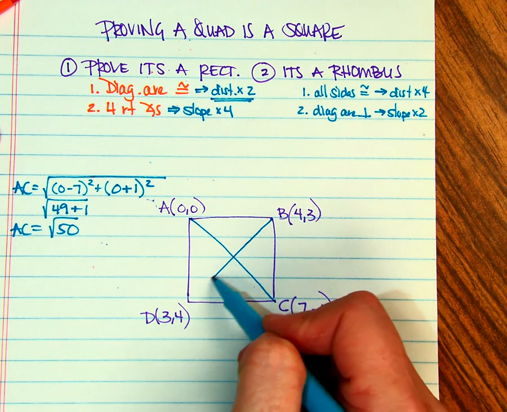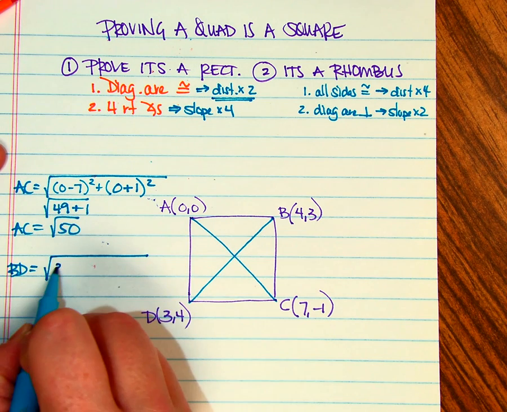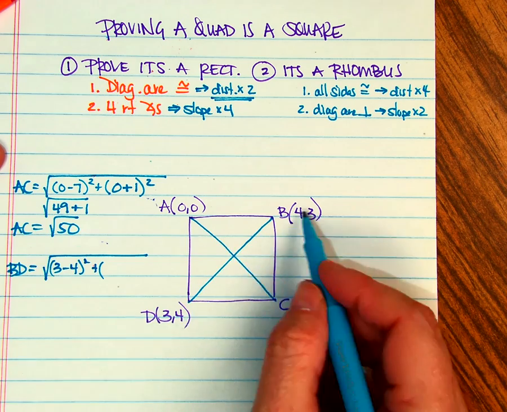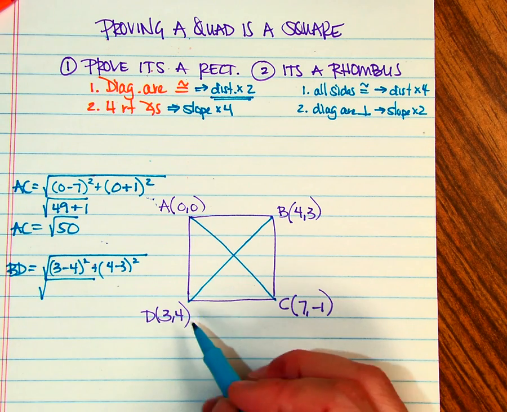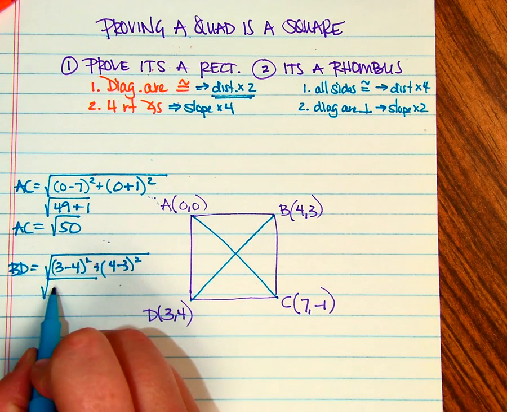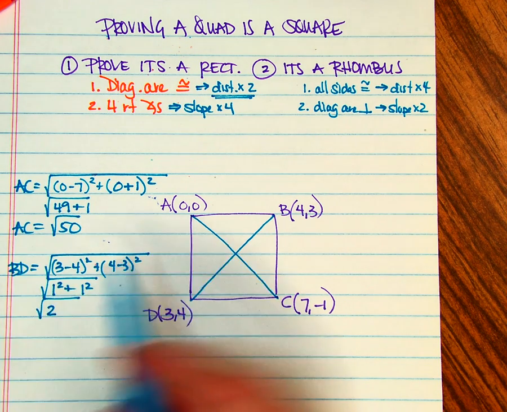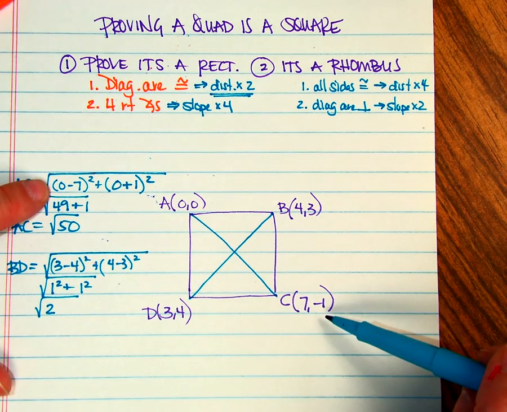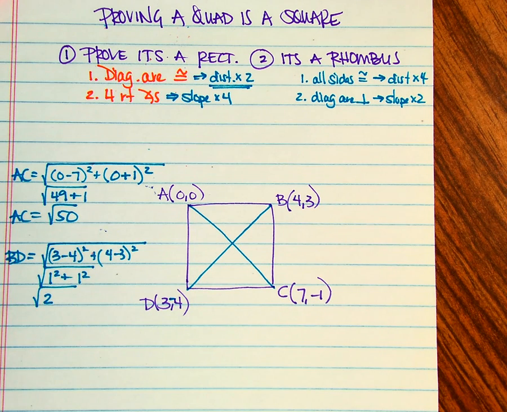So now I'm going to find the length of BD. So BD has a length of 3 minus 4 squared plus 4 minus 3 squared. That gives me 1 squared plus 1 squared gives me square root of 2. Something is definitely wrong. Okay, let's go back and check our original problem. I'm kind of batting 0 right now. Ah, there's my mistake. It's 3 and a negative 4. Let's try this again.